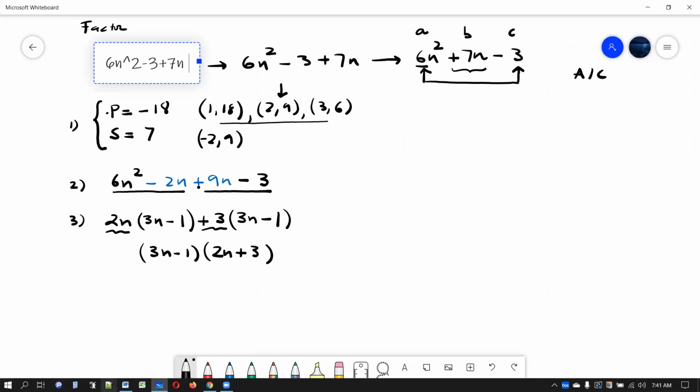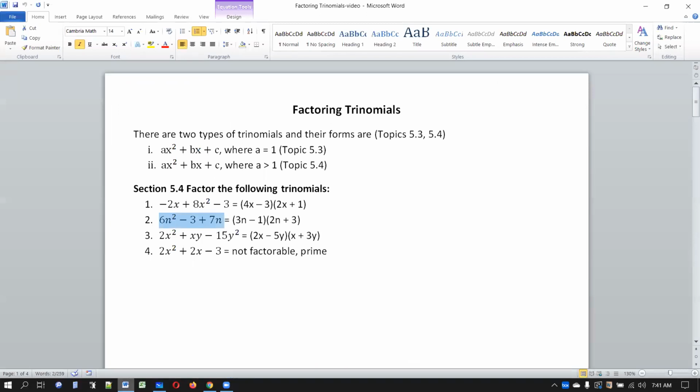Let's check to see if this is correct. 3n minus 1, 2n plus 3. And remember, the order is not important. 3n minus 1, 2n plus 3. Yes, that's correct. Okay, good job.